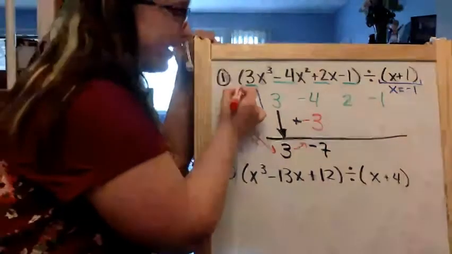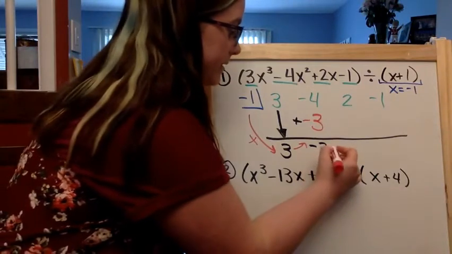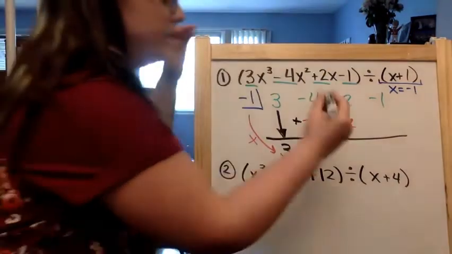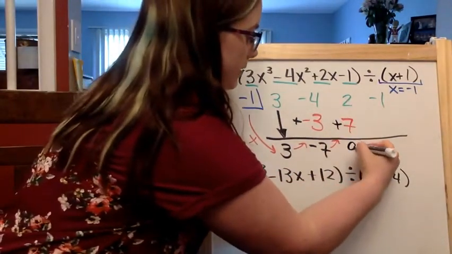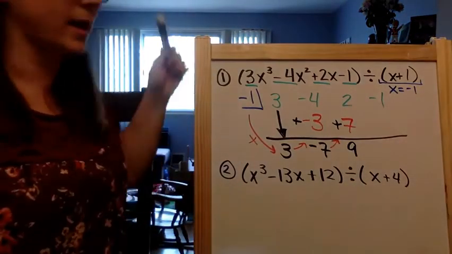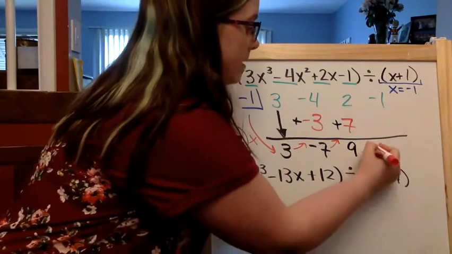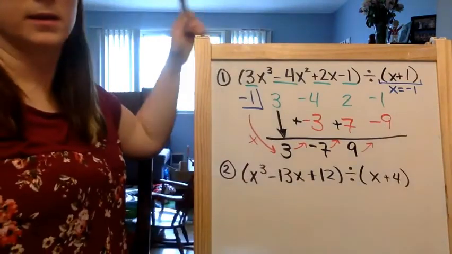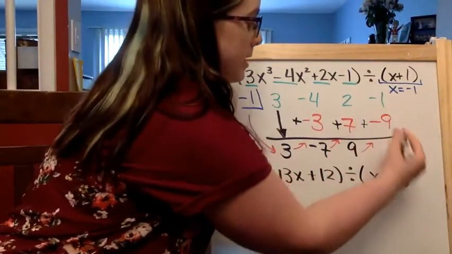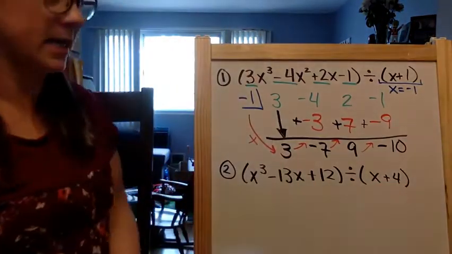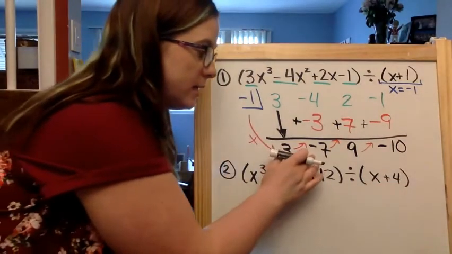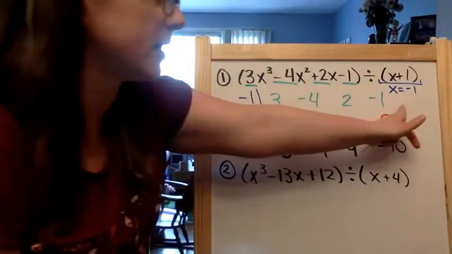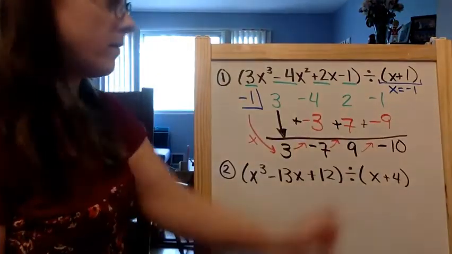Then we're going to multiply by that -1 again. So -1 times -7 would give me +7. And again, add straight down to get 9. One more time, multiplying -1 times 9 to give me -9. And then adding straight down, -1 plus -9 to give me -10. So along the bottom, we'll have 3, -7, 9, -10. I know I can stop here because there aren't any more numbers after that constant of -1 from my dividend.